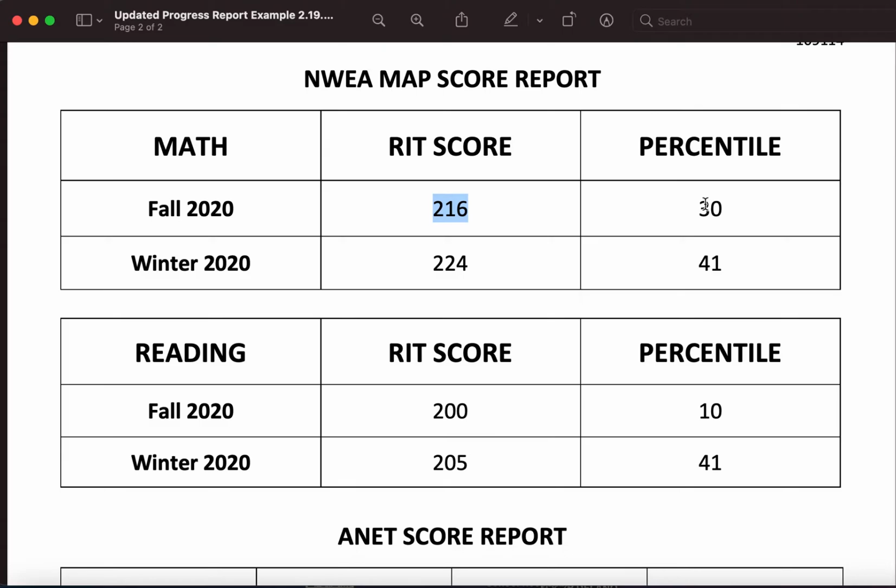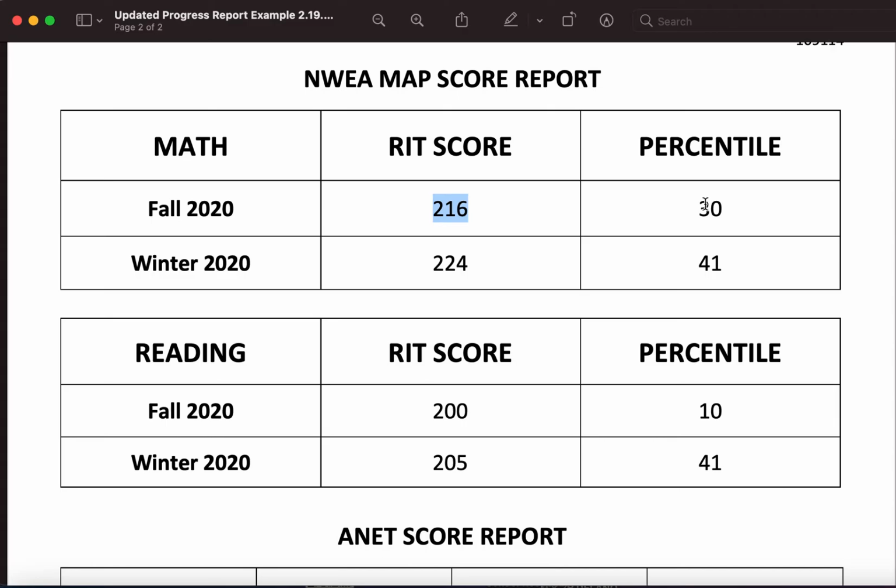Now, again, if you remember, and I'll link the other videos below, 30th percentile means they scored as well as or better than 30% of the students who took the test. Now, if you invert that, that means that 70% of students did better than this student in the fall.